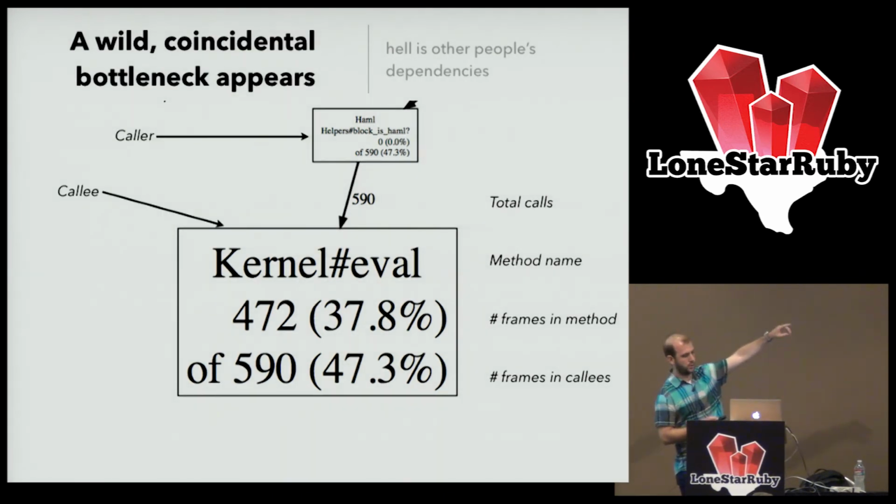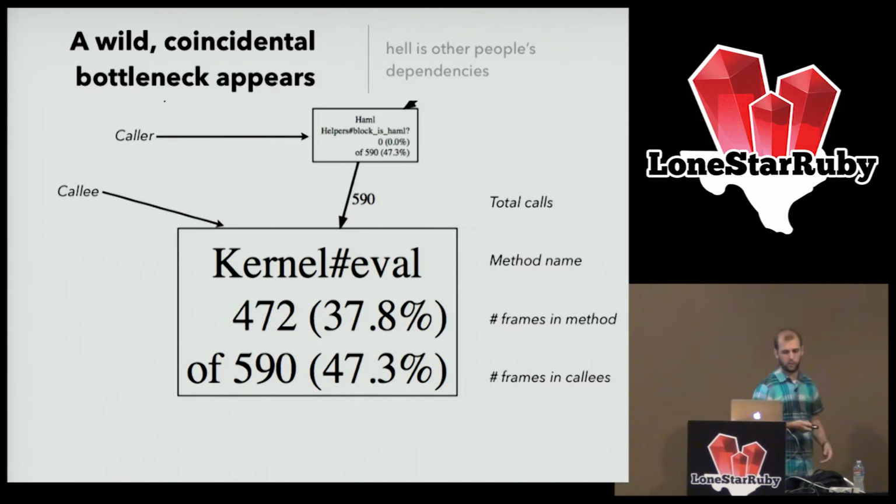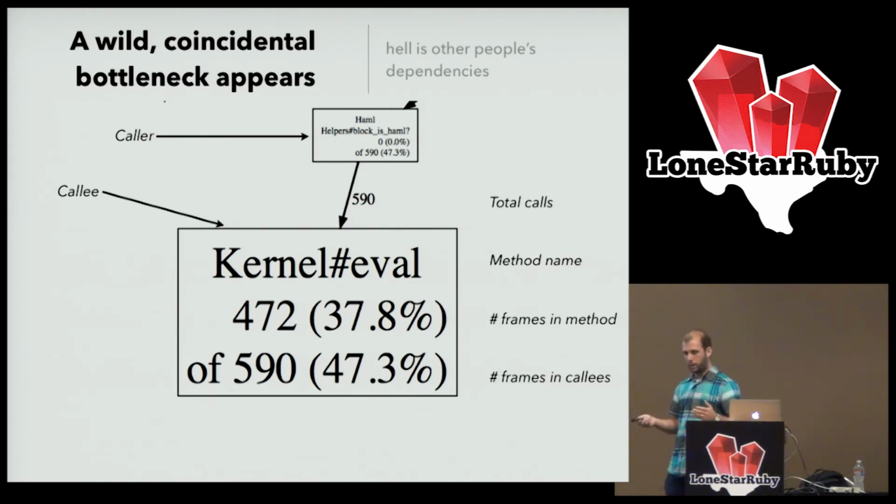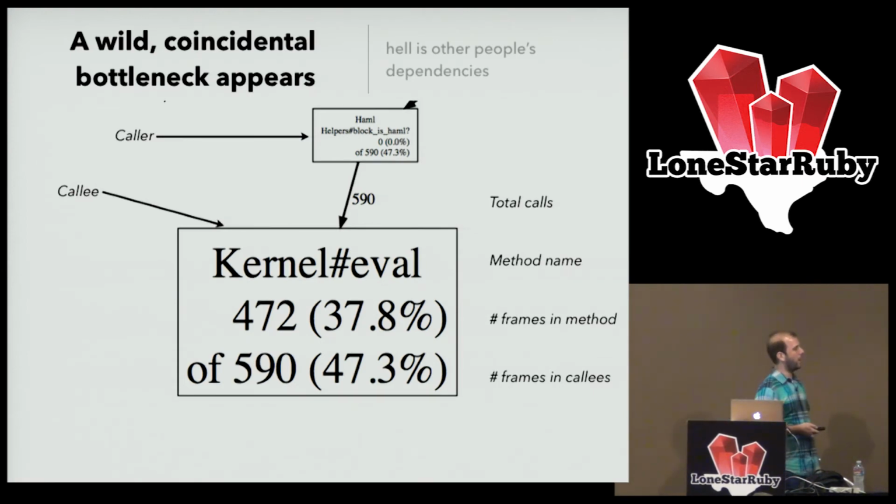So there's total calls, and then there's the method name for each block. Kernel eval was active in 47% of the samples, or 590, and it was actually in eval, executing eval code 37.8% of the time. So I dug into my app, and it's weird that Haml's getting called this much because Sifter doesn't use Haml at all. And that's problematic, and possibly a waste of time.